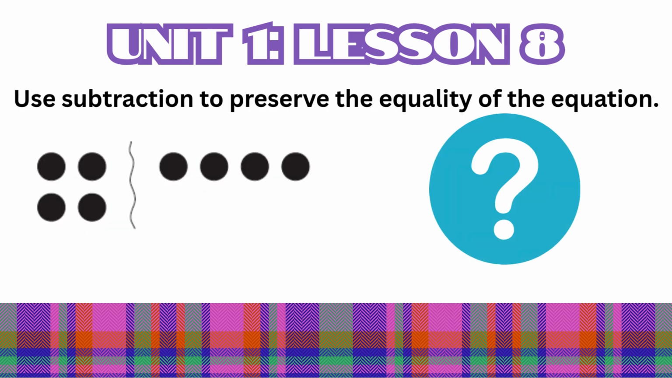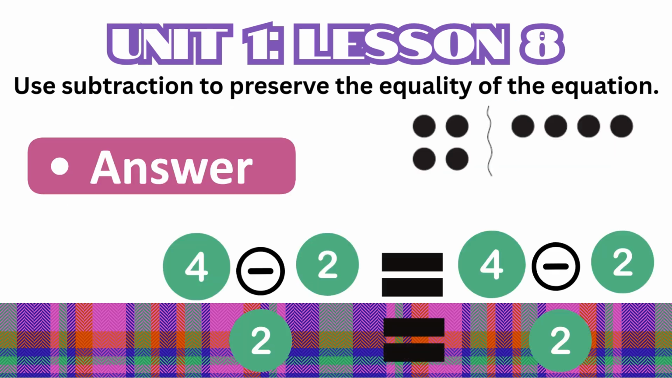Starting again with 2 groups of 4 dots, we can use subtraction to preserve equality. If we subtract 2 from both sides, 4 subtract 2 equals 4 subtract 2, and if we solve that, we know it gives us 2 equals 2, which is still balanced. We've maintained equality by subtracting the same amount from both sides.